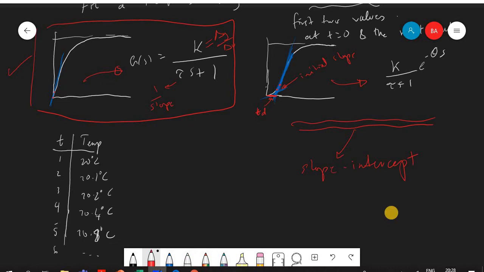The initial slope is taking the first two values and finding that slope here. The slope in this case is going to be 20.1 minus 20, divided by 2 minus 1, and you're going to get 0.1 over 1, which is equal to 0.1. So this is the initial slope.